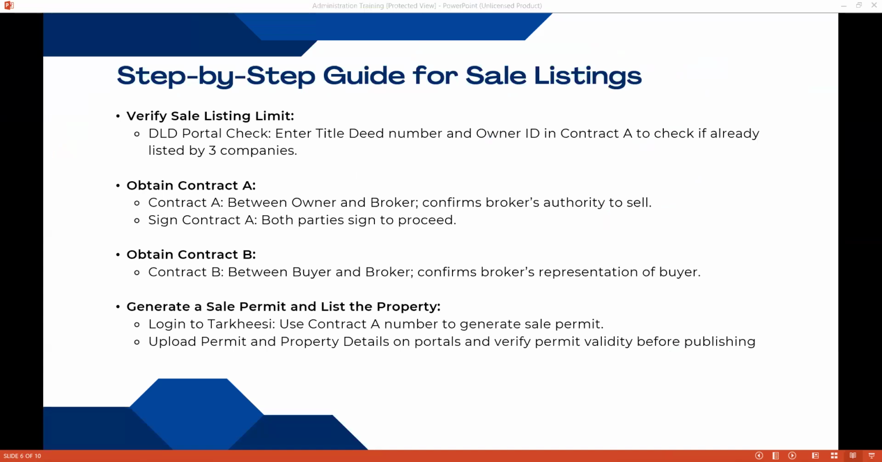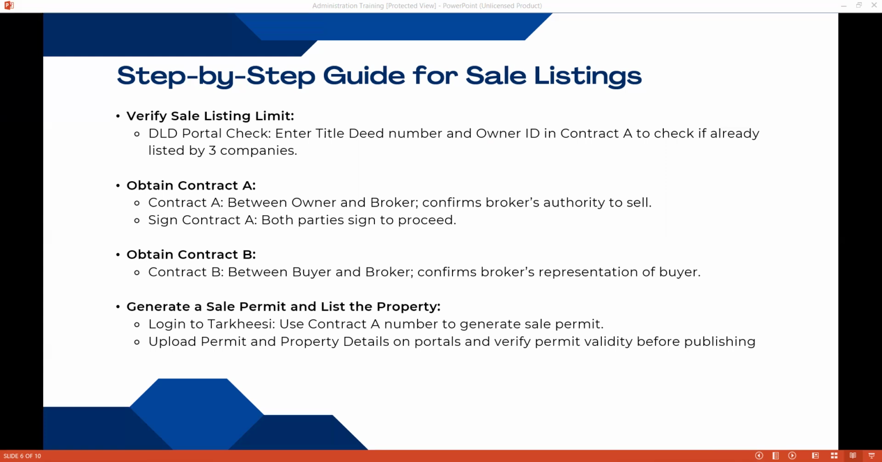Next, let's go through the sales listing process. Remember that only three companies can list a property for sale. So we start by logging into the DLD portal to check if it's already listed by others. Once confirmed, we proceed with contract A, which is between the owner and broker. And how do we confirm that this property is not listed by more than three companies? When we put in information for contract A, like title deed number and owner ID, DLD will automatically tell us whether we can list this property or not.